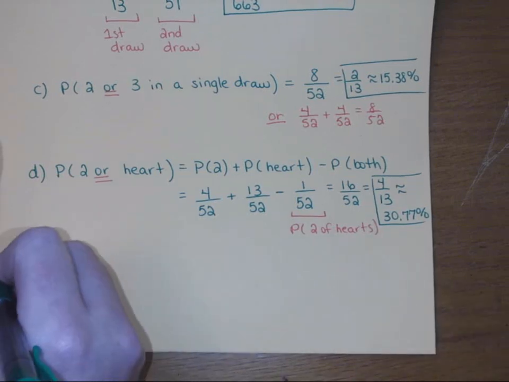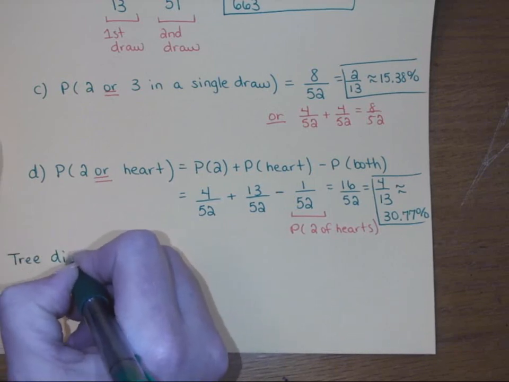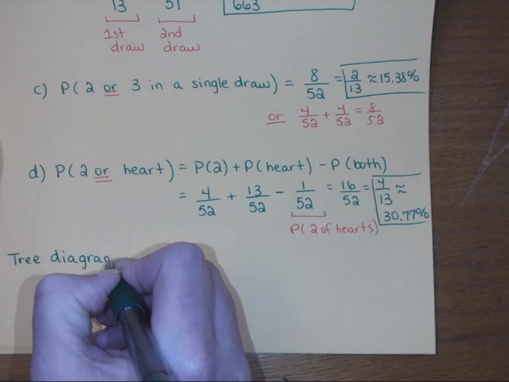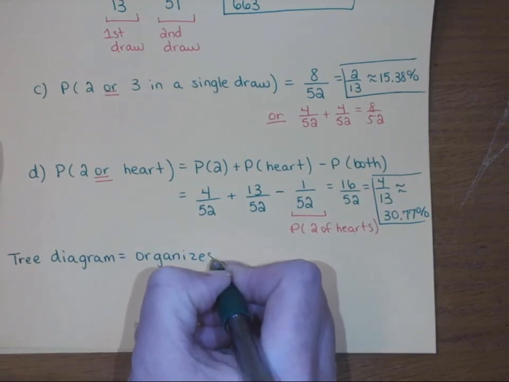All right, and the last thing that we're going to cover with probability, it's kind of an option, but one other way to organize your data or your sample space is with a tree diagram.